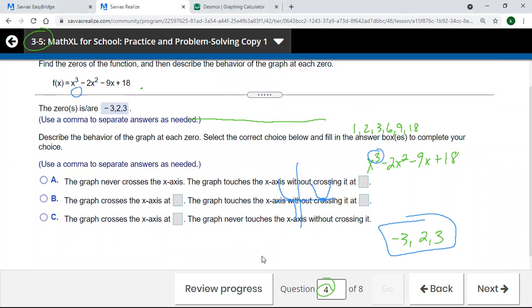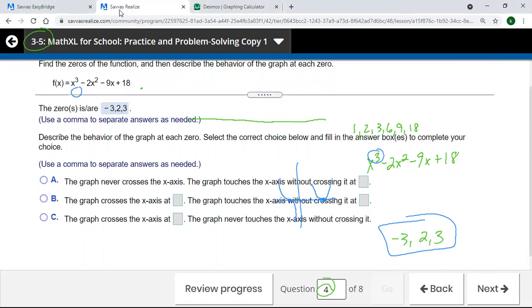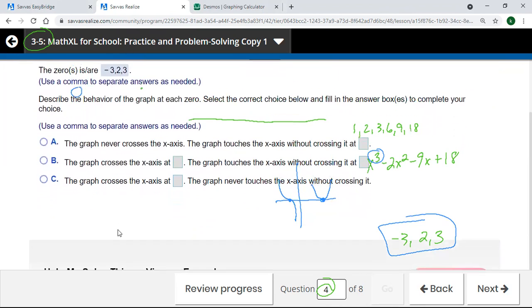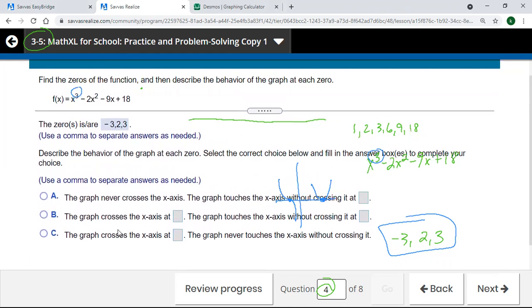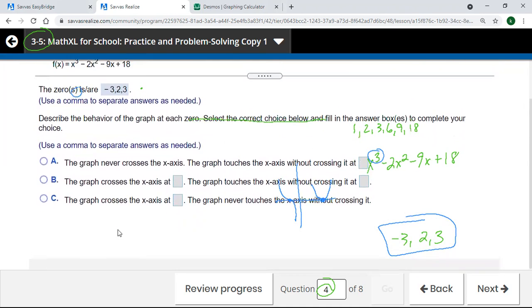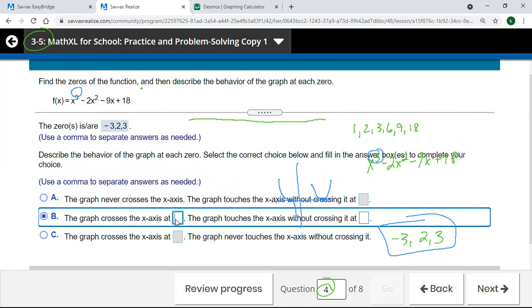Now we got to get to part 2. Part 2 says, describe the behavior. The graph never crosses the x-axis. Well, that's not true. We saw when we looked at it over here in Desmos, it crossed in 3 different places. B, the graph crosses the x-axis at whatever, and the graph touches the x-axis without crossing it. No, we crossed all over the place. The graph crosses the x-axis. Describe the behavior of the graph at each zero. I'm a little confused because we have 3 zeros. The graph crosses the x-axis.